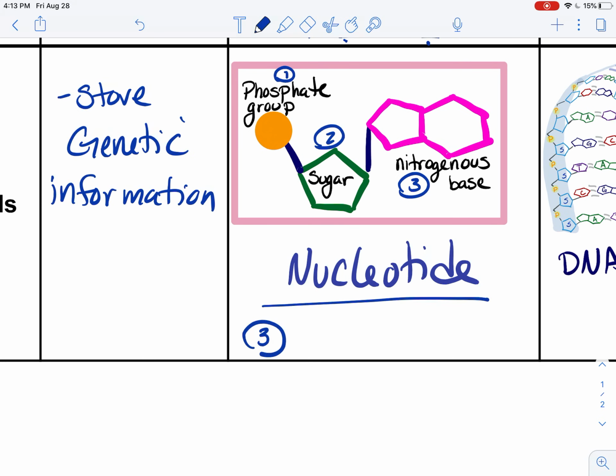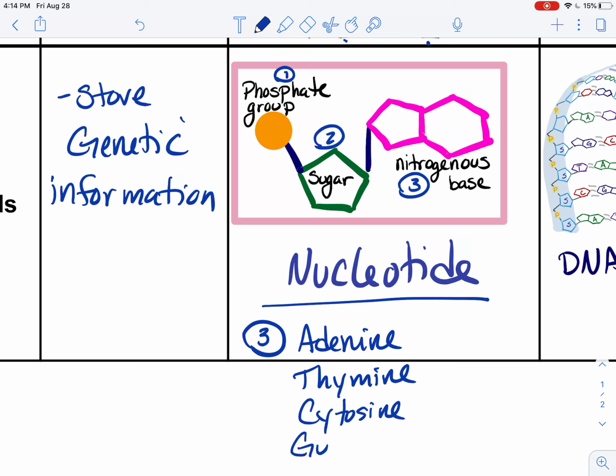And for those of you that are already familiar with nucleic acid, there are actually 4 nitrogenous bases, 5 if you know RNA, but let's stick with 4 right now. We've got adenine, which is the A, thymine, which is the T, cytosine, which is the C, and guanine is the G. So our nucleotides are made up of 3 parts, phosphate group, sugar, and a nitrogenous base. And there are 4 different nitrogenous bases that exist: adenine, thymine, cytosine, and guanine. So that basically means that there are 4 types of nucleotides.